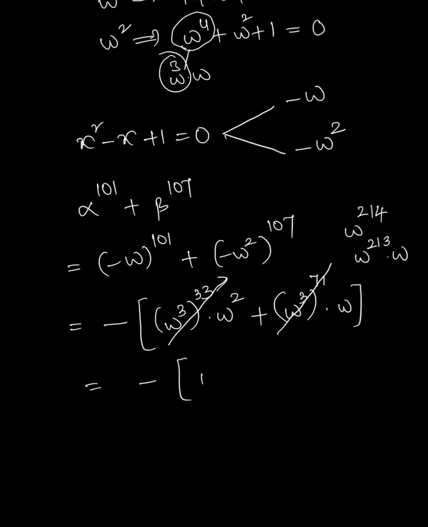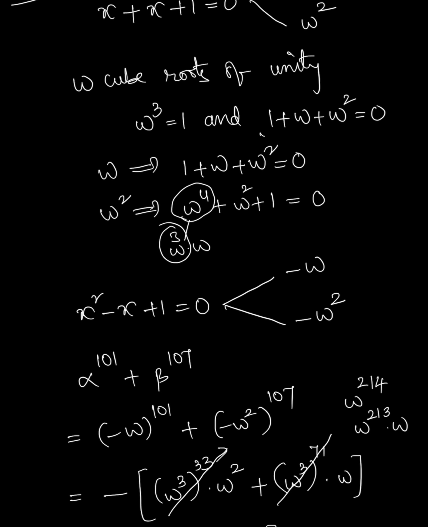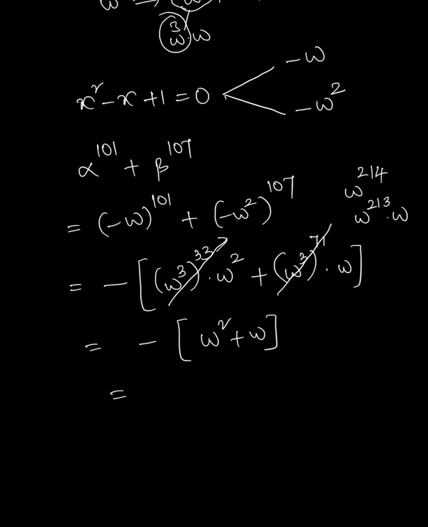What is there in that bracket is omega square plus omega. Now from the standard form, 1 plus omega plus omega square equal to 0. So from this, what can we say? Omega square plus omega equal to minus 1. So here you can substitute: minus of minus 1, that is equal to 1.